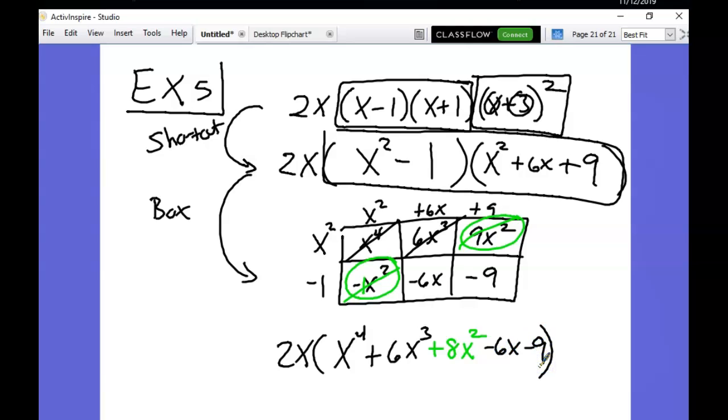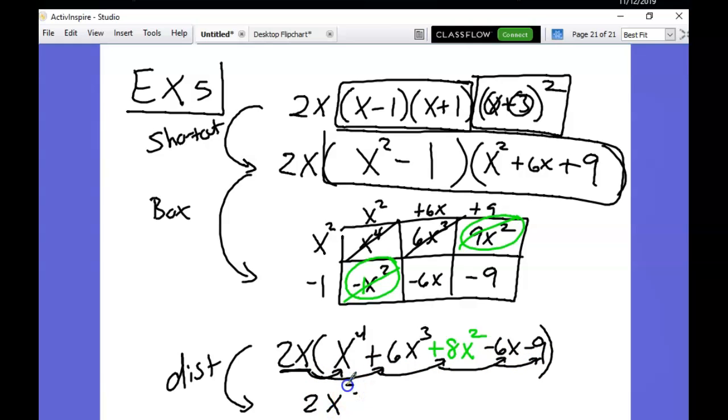So, shortcuts, box, last step, just distribute. And once again, you're not always going to do all these steps, but in this case, we are. If you have just a little number sitting out in the front here, you're just going to go ahead and multiply it in and see what you get. So this is going to give me 2x to the 5th plus 12x to the 4th plus 16x to the 3rd minus 12x squared minus 18x.